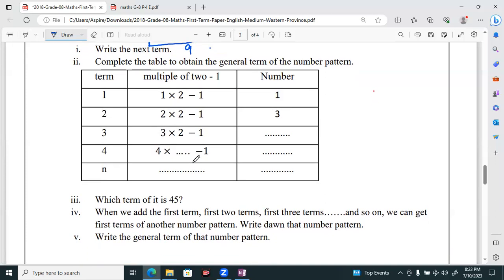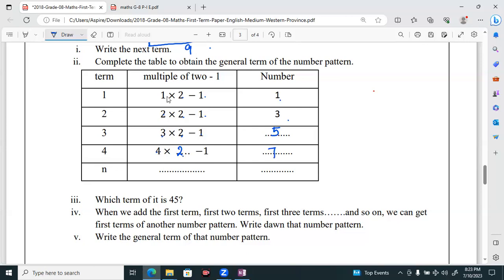Okay, look at how to complete this. Look here, son: 1 times 2 is 2. 2 subtract 1 is 1. 2 times 2 is 4. 4 subtract 1 is 3. 3 times 2 is 6. 6 subtract 1 is 5. Then 4 times 2 is 8. 8 minus 1 is 7.